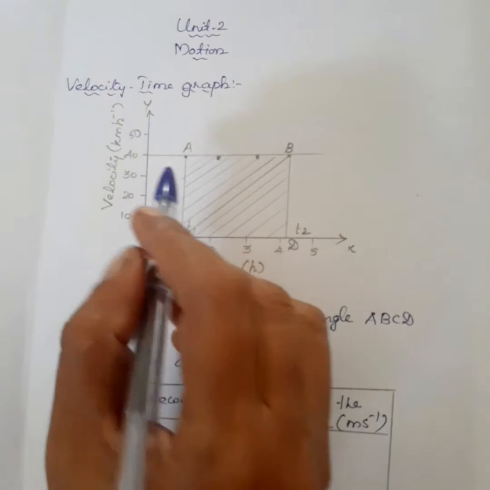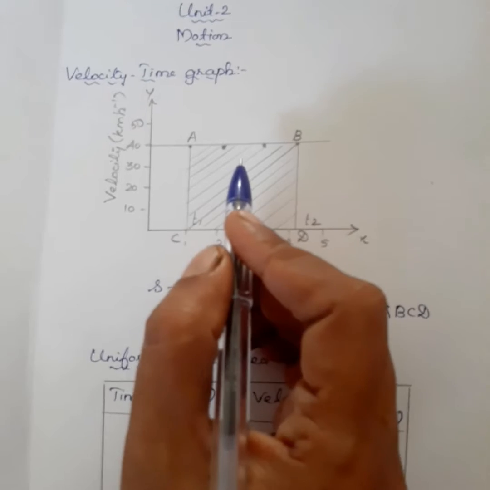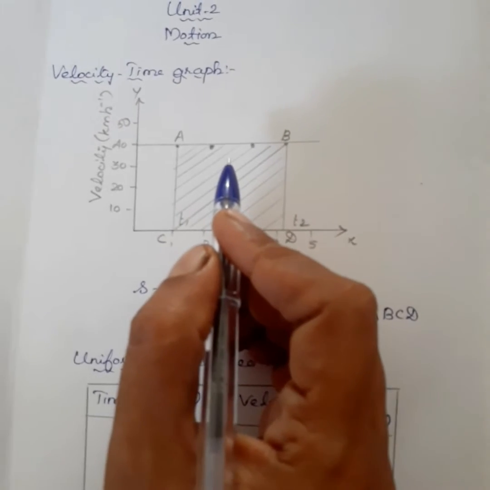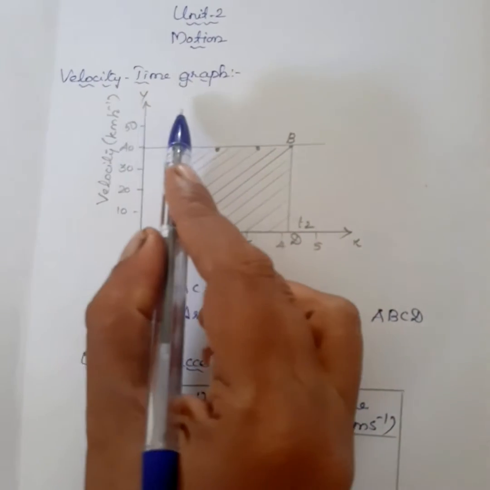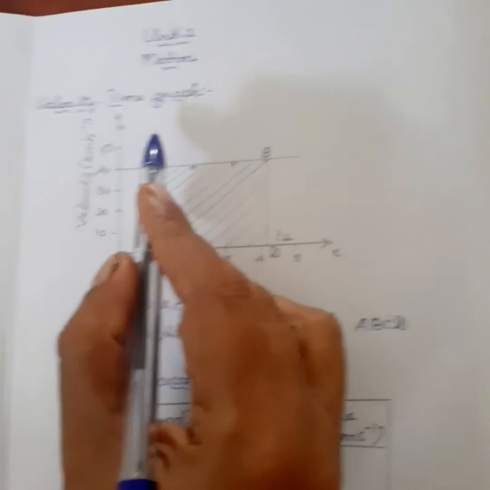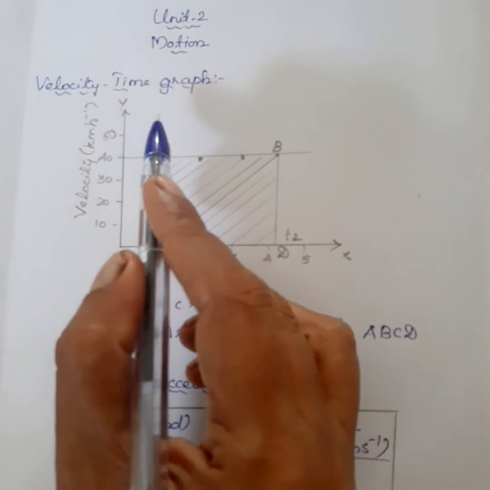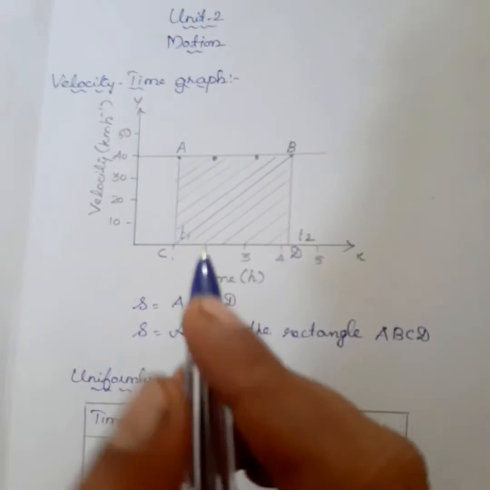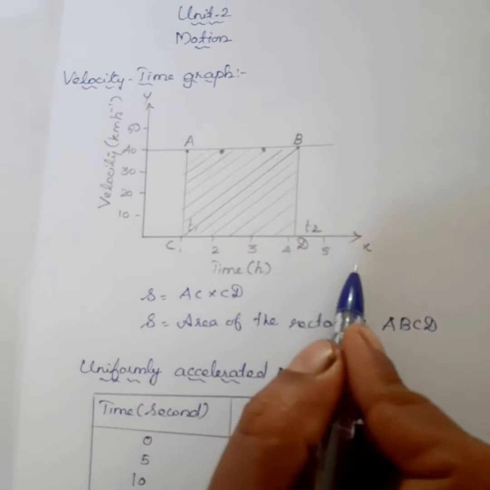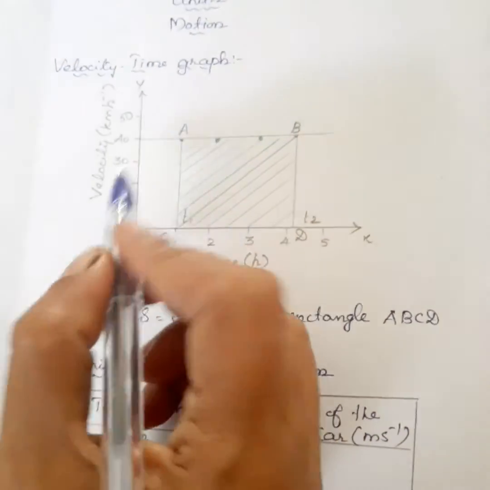Velocity time graph. The variation in velocity of an object with time can be represented by velocity time graph. In this graph, time is represented along the x-axis and the velocity is represented along the y-axis.